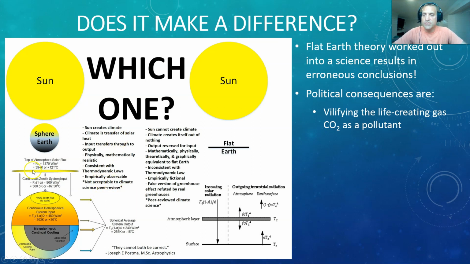They will reject it. They will reject if you say that the Earth is round and that it makes a difference, right? So in the traditional model, what they're doing in climate science, yes, the climate creates itself out of nothing. The sun doesn't create the climate at all. The sun is written right out of the climate. It's mathematically, physically, and theoretically equivalent to flat Earth theory. It's a flat Earth. It's a flat line. What do you call that? It's inconsistent with thermodynamic law. It actually violates thermodynamic law in a basic way, which I discuss, of course, in my books.